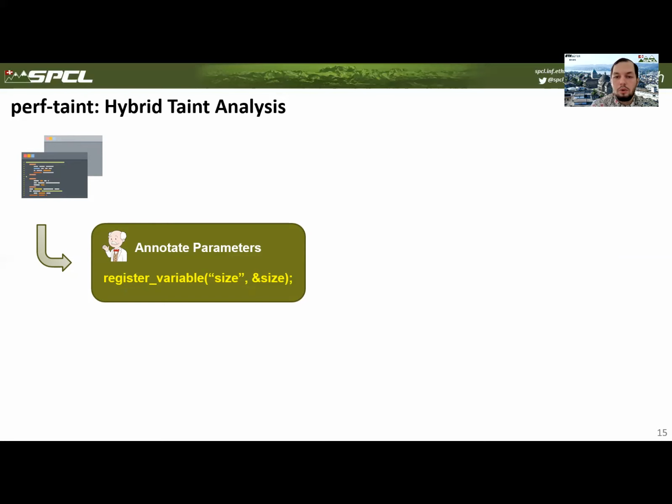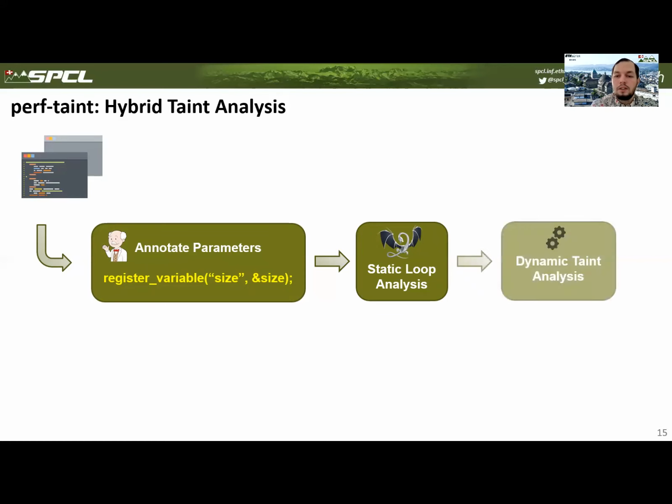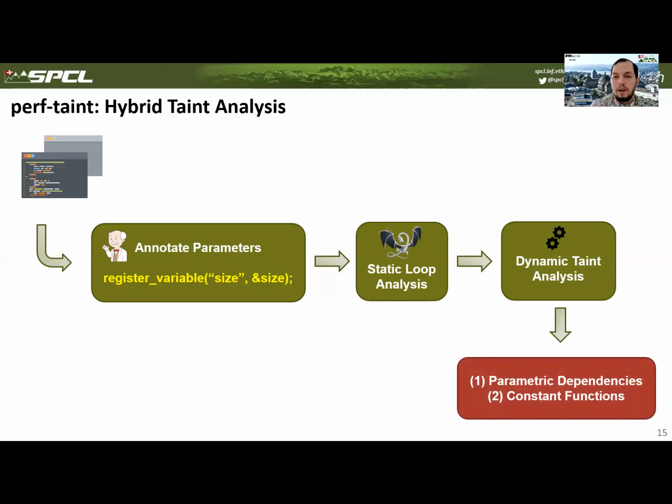Then this annotated source code is passed to our tool, which begins with standard LLVM passes determining which functions are completely static and which loops are static. This helps us to remove all functions that shouldn't be instrumented at all. Then we add taint instrumentation and execute the application on a selected evaluation point somewhere in the experimentation domain. This provides us with two different types of result. First, we get a list of important performance relevant functions. And for those that are actually performance relevant, we get the list of parametric dependencies.